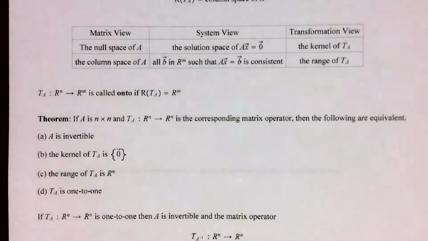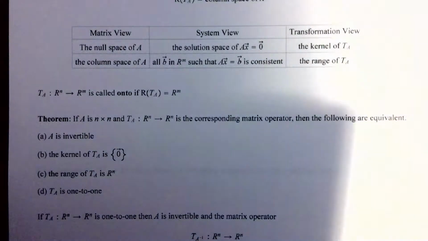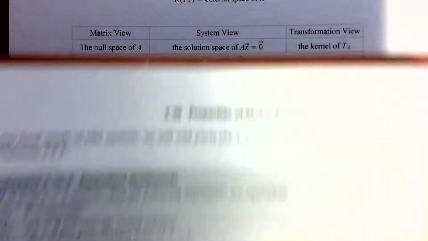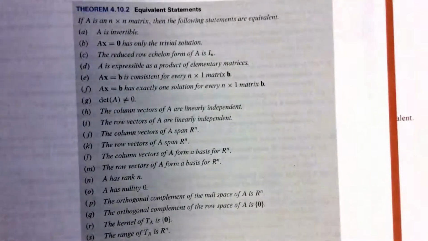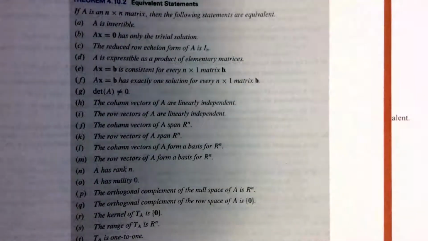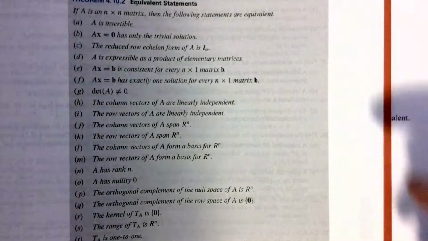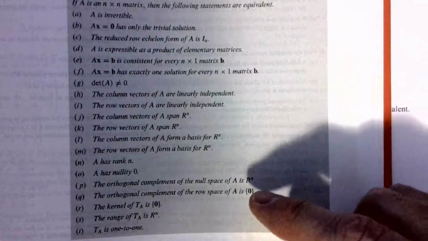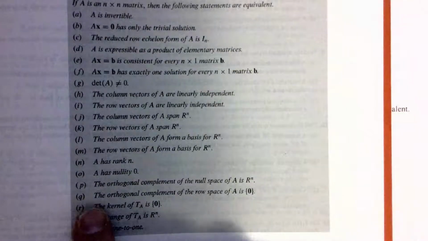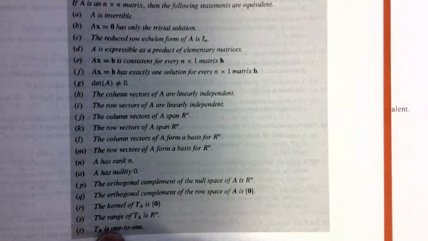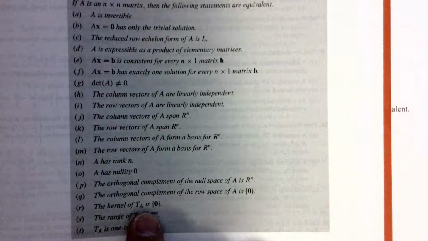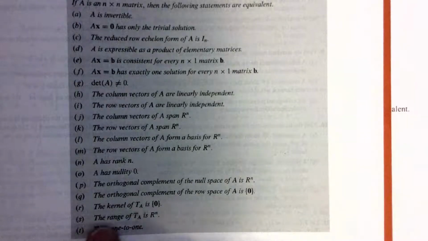And so if we go to the textbook again, we can pull up our wonderful equivalent statements list. In the last videos we talked about previously, we got down, I think, to Q, but I added R, S, and T to the list. The kernel of the transformation is the 0 subspace. The range of the transformation is all of n space, and TA is 1 to 1. Those are the three we just added to the list. They are equivalent to A being invertible.